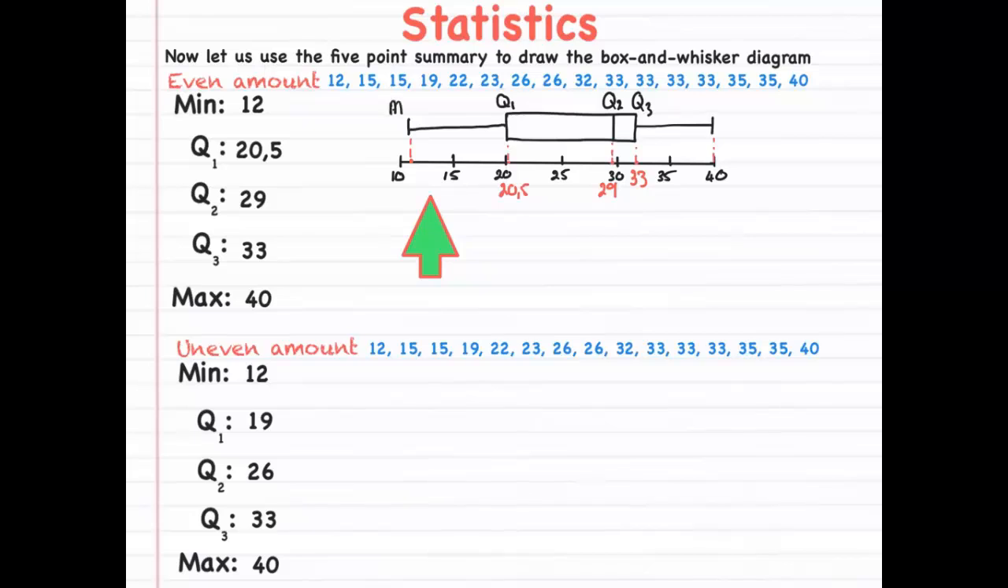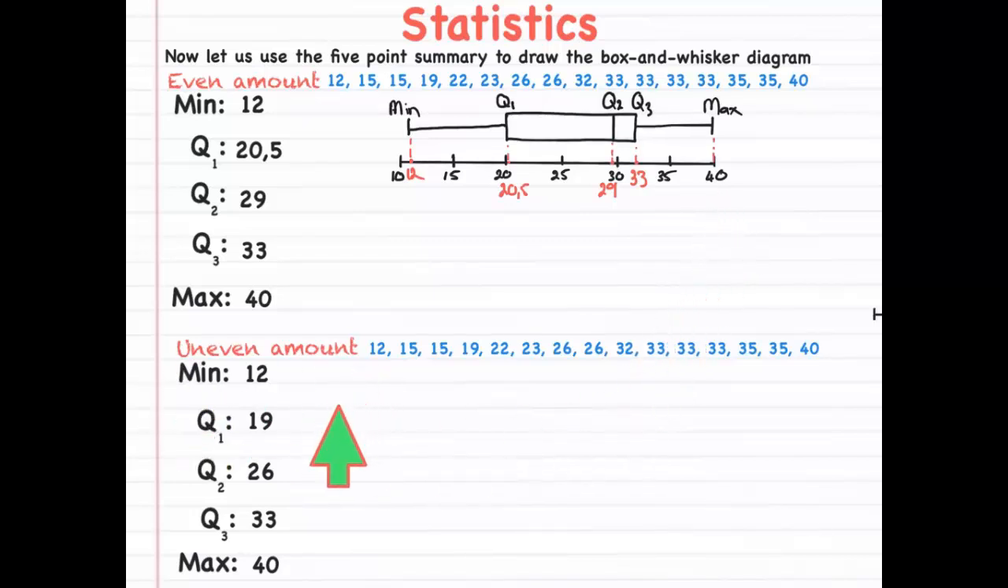So we write here that this is our minimum, we write here that this is our maximum, and we can easily see that that is a maximum, the 40. But what about this value here? I have to include it, and it will be a 12. So now we can easily see my minimum is 12, my Q1 is 20,5, my Q2 is 29, my Q3 is 33, and my maximum 40. Okay, got it? So now let's go and try it for the uneven amount.